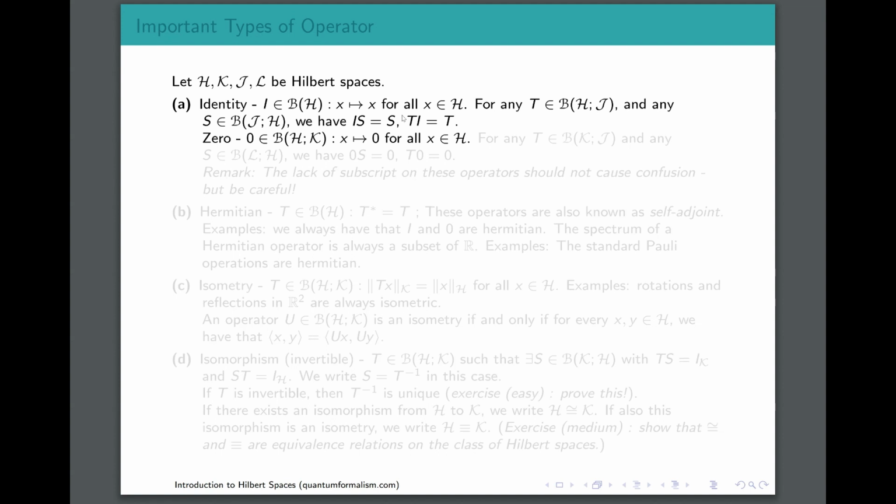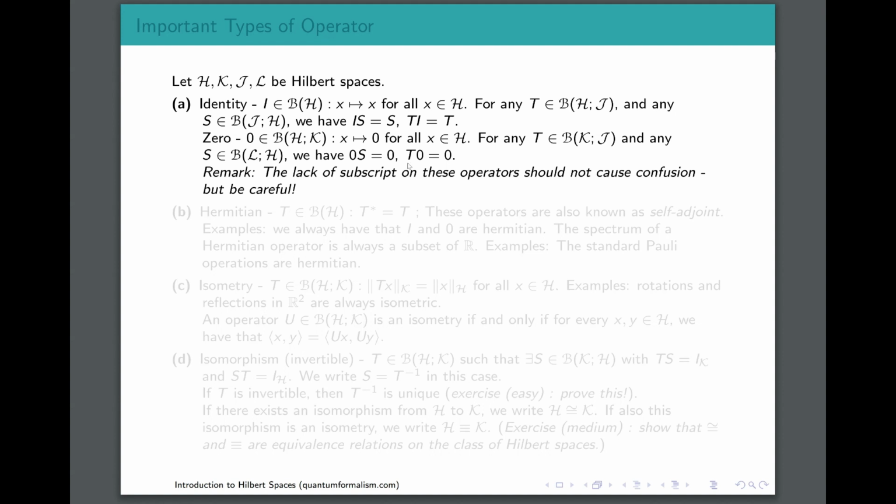We also have the zero operator, and that's an operator from one Hilbert space into another. It maps every element of the Hilbert space H to zero, where this zero is the zero of K. It also acts as a multiplicative zero in this sense. So if I have any map T from K to J and any S from L to H, 0S is equal to 0 and T0 is equal to 0.